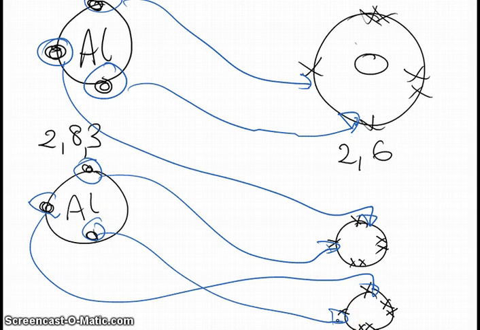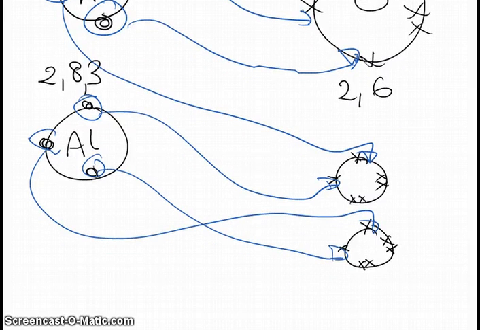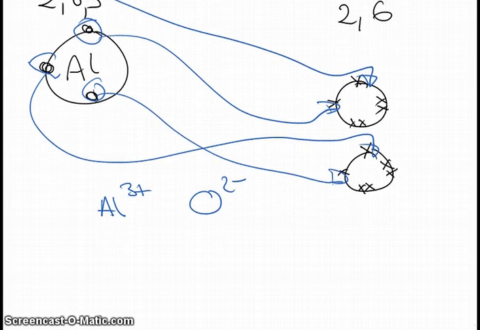So we have now had electron transfer between a group 3 metal and a group 6 non-metal. So aluminium made an Al3+ ion and oxygen made an O2- ion, and we have then formed a compound which contains 2 aluminium atoms and 3 oxygen atoms, a ratio of 2 aluminium atoms to 3 oxygen atoms.